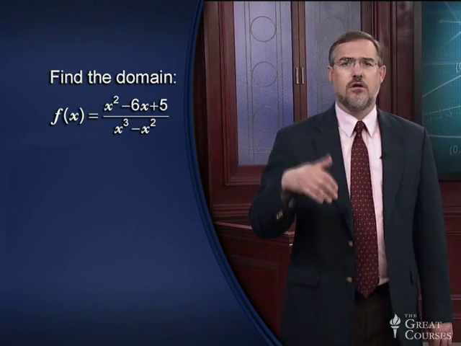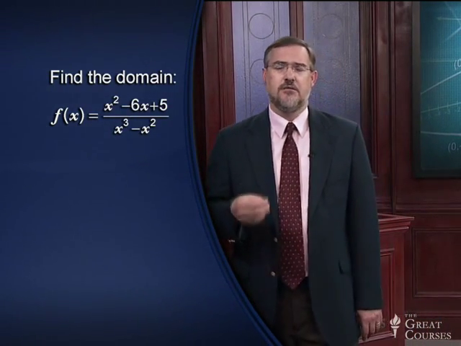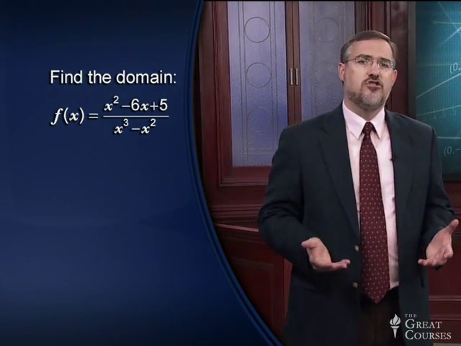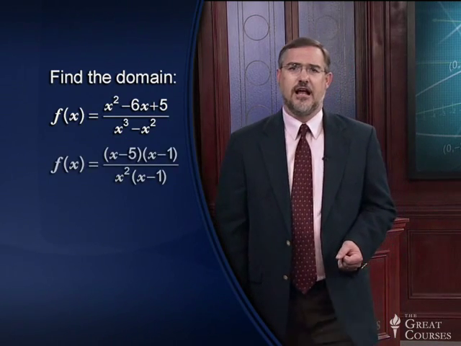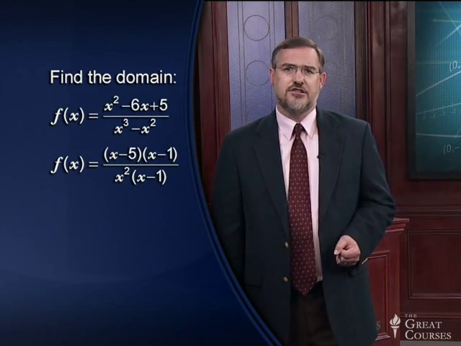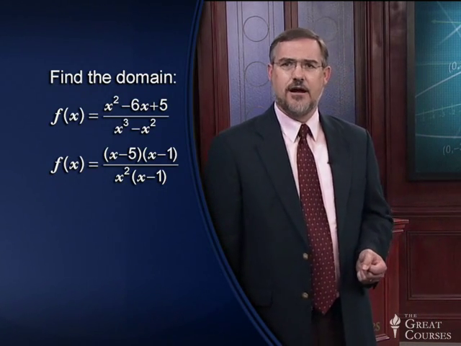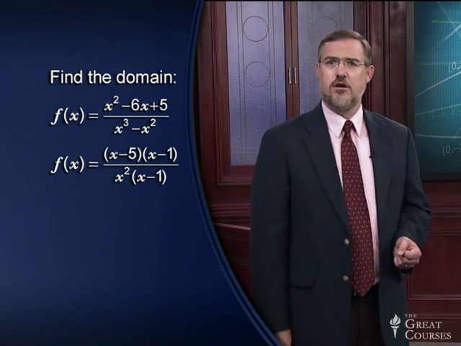Okay, now as before, we should start by factoring both the numerator and the denominator of the function. And when we do that, in this case, you're going to get f of x equals x minus 5 times x minus 1 divided by x squared times x minus 1.